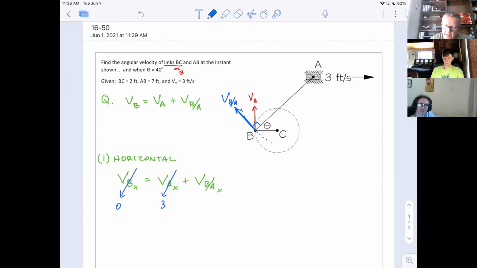So if that's the hypotenuse of this, then do you agree that this is the velocity of B with respect to A in the X direction? And this would be the velocity of B with respect to A in the Y direction? Do you agree with that? So that's interesting. Let's come back to that in a second.